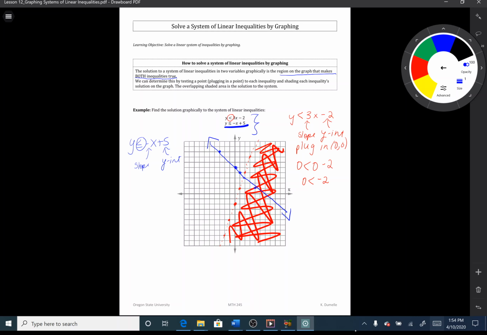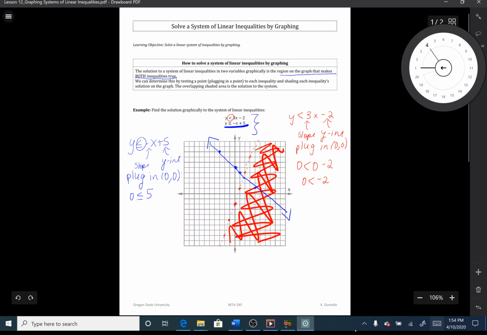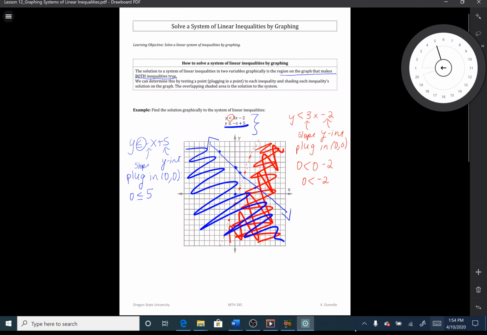And now I need to determine which side of this line makes my inequality true. I'm going to plug in 0, 0. You can plug in any point here. It's just that 0, 0 is pretty easy. So I get 0 is less than or equal to 5, which is true. So that means that on this inequality, the point 0, 0 is included, which makes this the correct portion of the inequality.